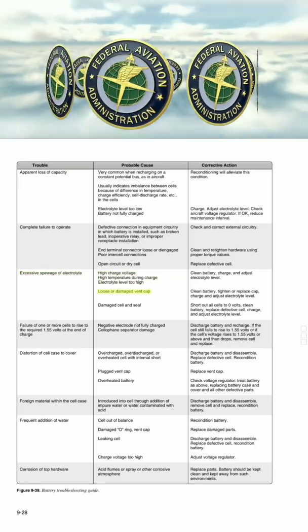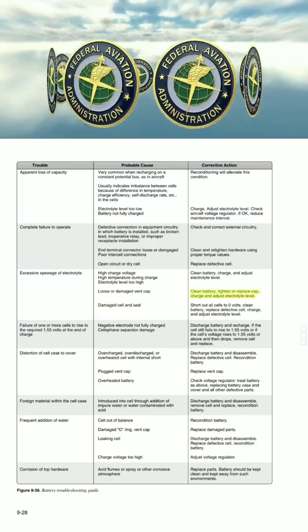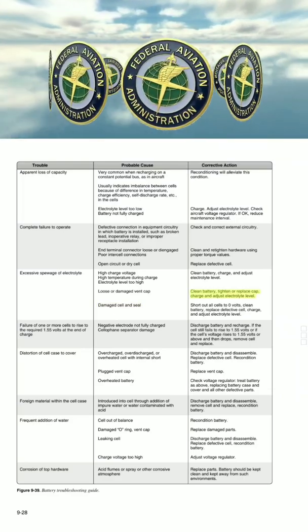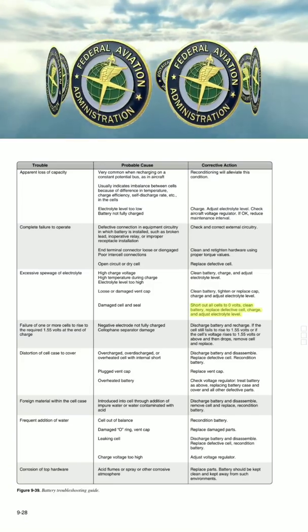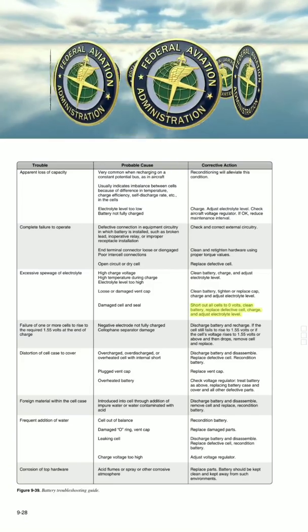Loose or damaged vent cap, damaged cell and seal. Clean battery, tighten or replace cap, charge and adjust electrolyte level. Short out all cells to 0 volts. Clean battery, replace defective cell, charge, and adjust electrolyte level.